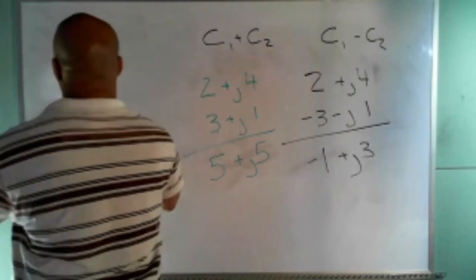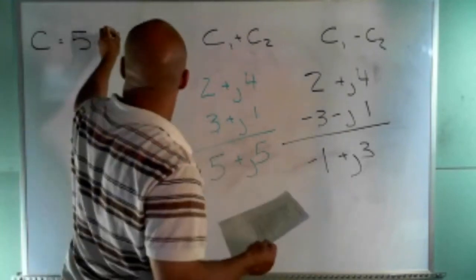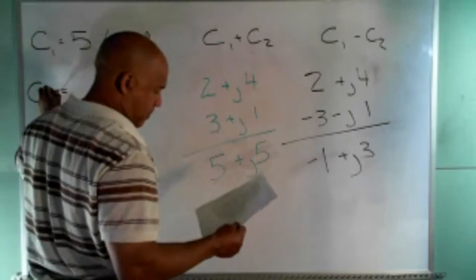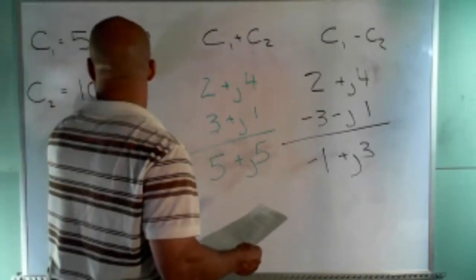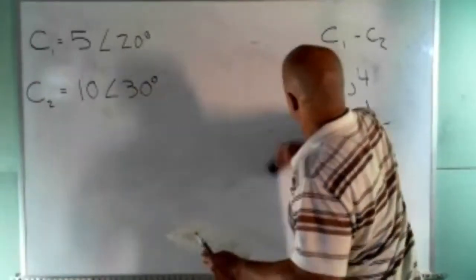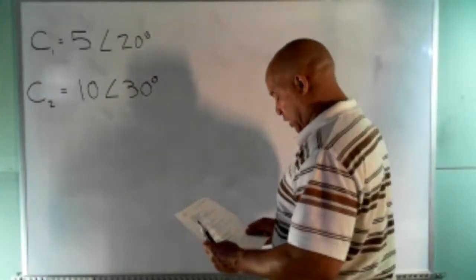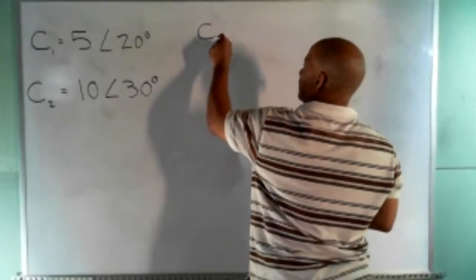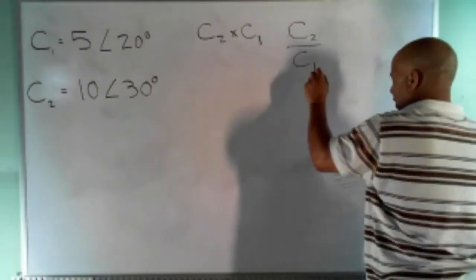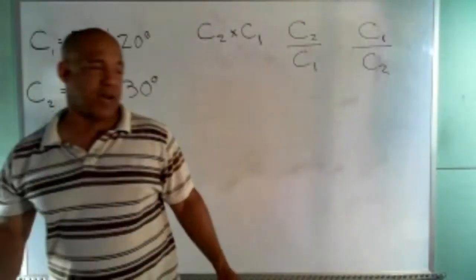So they give you C1, 5 angle 20, and C2, 10 angle 30. And they want you to find C2 times C1, and want you to find C2 over C1, and then want you to find C1 over C2. So they want you to multiply and then want you to divide.